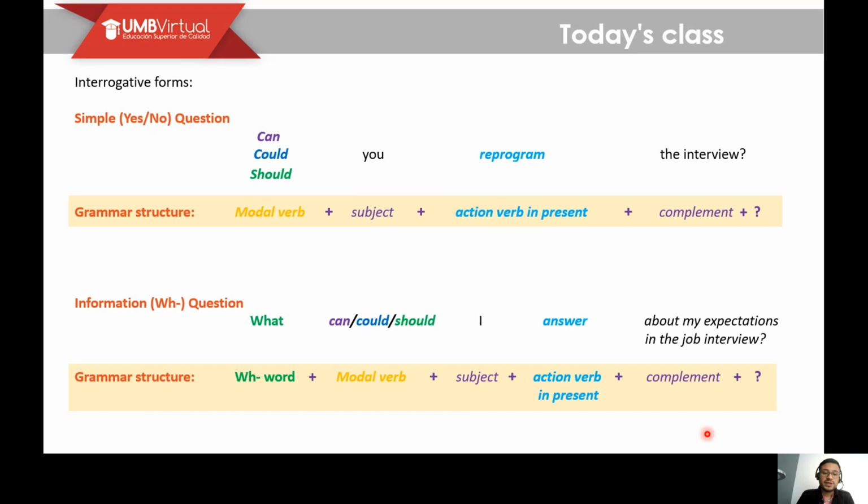In the form of questions, once again, we only move the auxiliary, that in this case is the modal verb, to the beginning of the sentence. Can you reprogram the interview? Or could you reprogram the interview? And the rest will continue the same. And you close with a question mark in here, and that's it. If you have an information question, you keep this structure and add the information question word at the beginning. In this case, what should I answer about my expectations in the job interview?